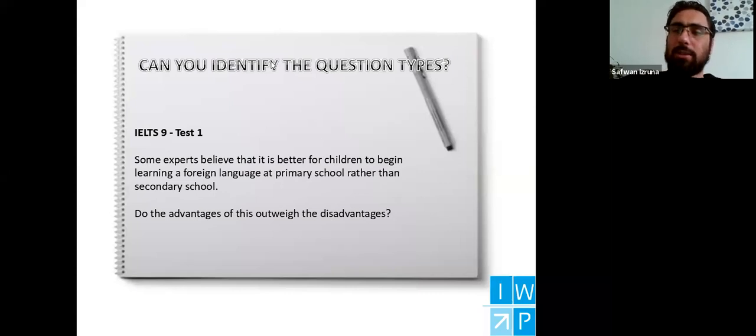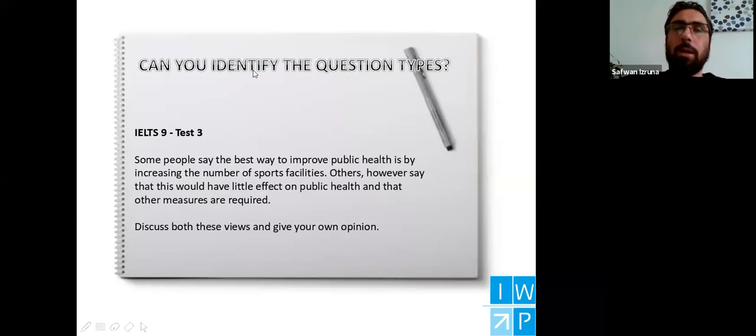Okay, I have two answers. Do I have any more answers? Some of you are putting advantages and disadvantages, which is true, but this one is focused on outweigh. Which one outweighs the other? So I like to call this an outweigh question. Okay, let's take a look at another one.